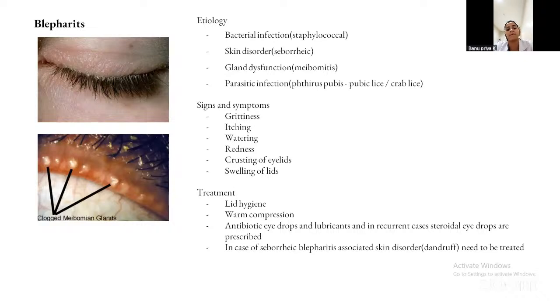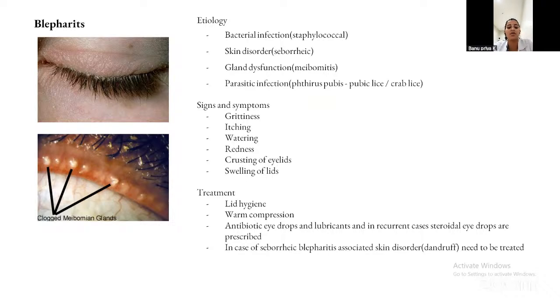Blepharitis. Blepharitis is nothing but inflammation of the eyelid. This could be bacterial, or seborrheic, which is associated with skin disorder, dandruff like this. It can also be caused due to eyelid gland dysfunction. In case of parasitic infection, this is because of the pubic lice which is seen over the lid margin. Signs and symptoms would be grittiness, itching, watering, redness, puffiness of lids, swelling of lids. Everything could be included. So the treatment would be lid hygiene.